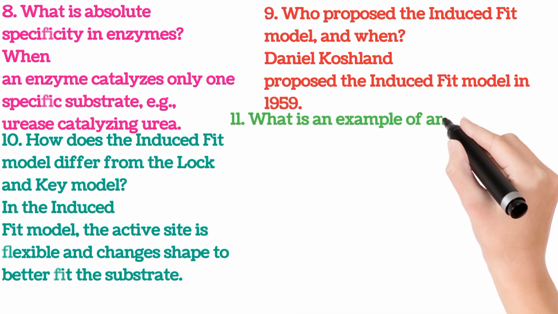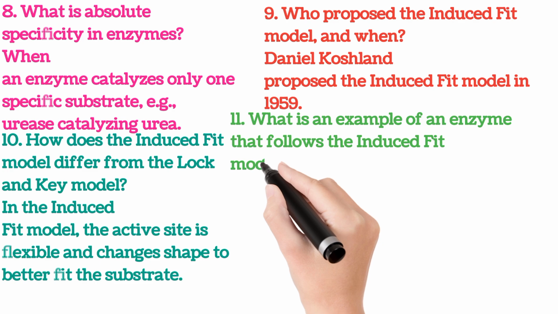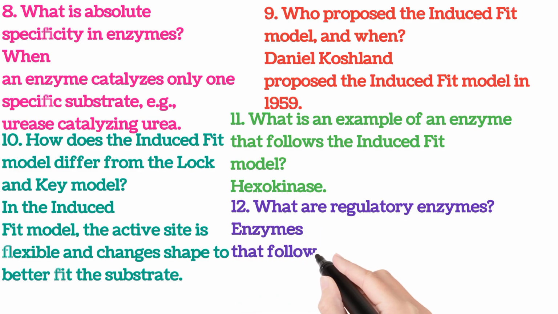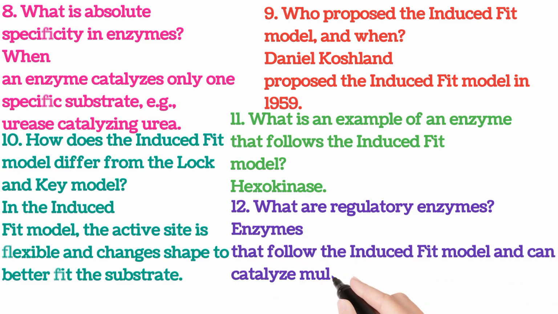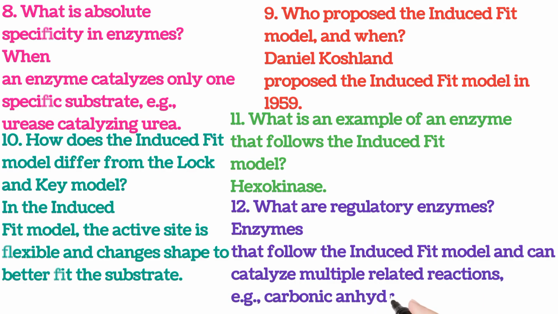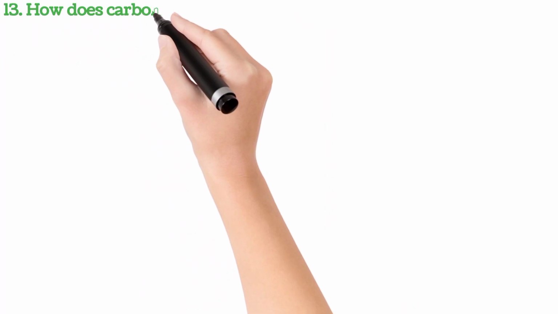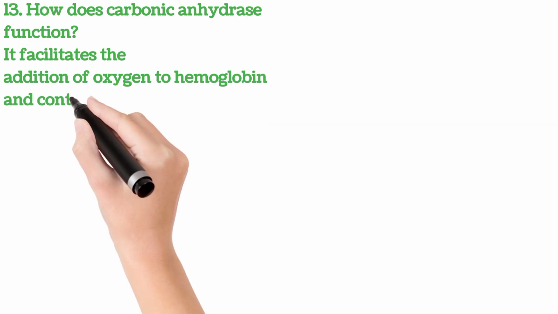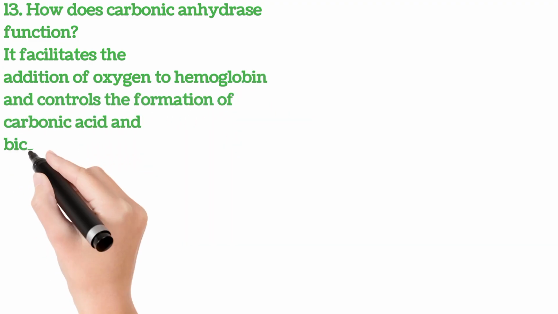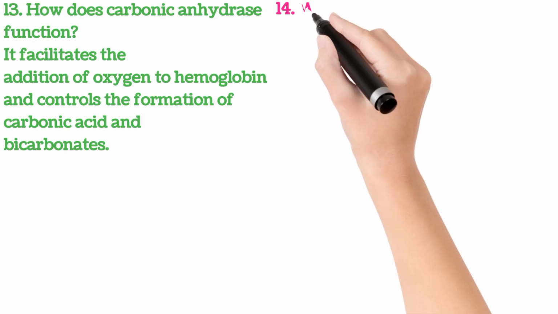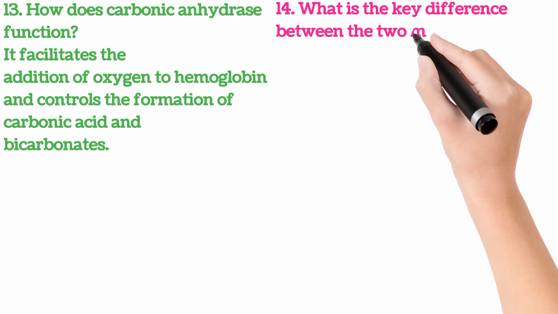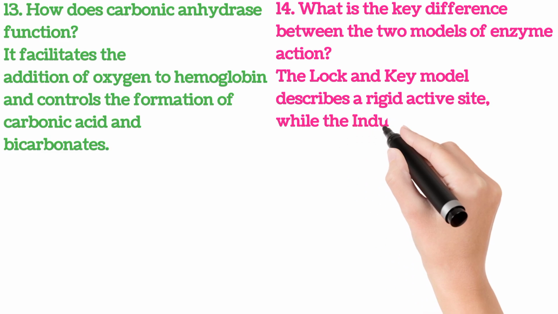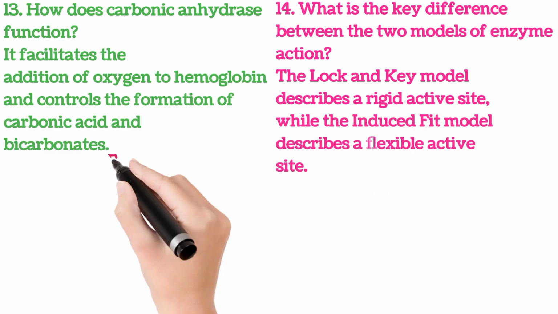11. What is an example of an enzyme that follows the induced fit model? Hexokinase. 12. What are regulatory enzymes? Enzymes that follow the induced fit model and can catalyze multiple related reactions, e.g., carbonic anhydrase. 13. How does carbonic anhydrase function? It facilitates the addition of oxygen to hemoglobin and controls the formation of carbonic acid and bicarbonates. 14. What is the key difference between the two models of enzyme action? The lock and key model describes a rigid active site, while the induced fit model describes a flexible active site.